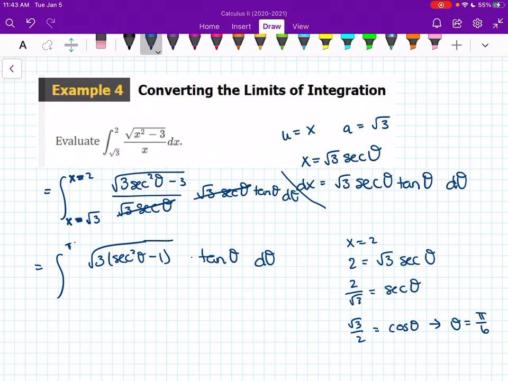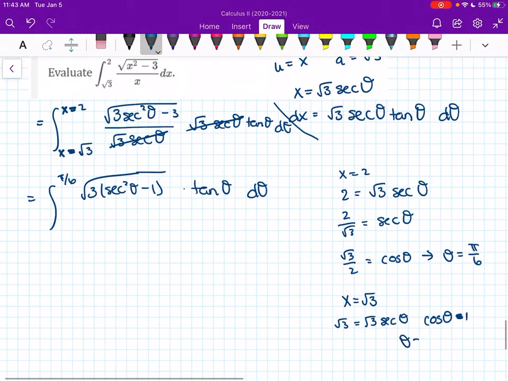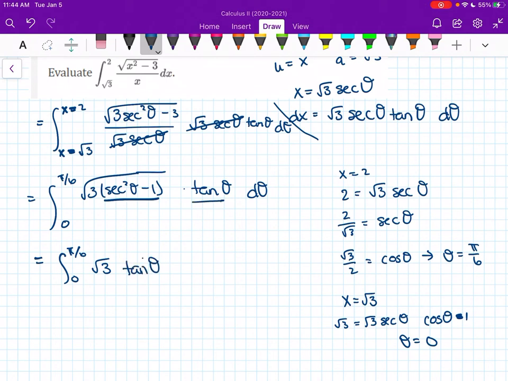So where 2 was, I can now put pi over 6. And then if x equals square root of 3, that implies square root of 3 equals square root of 3 secant theta, or cosine theta equals 1, because secant and cosine are both 1 at that point. So then theta would equal 0 in that case. So then I have 0 to pi over 6 as my new bounds in terms of theta. And I'm going to go ahead and simplify that radical. So 0 to pi over 6. We have the square root of 3, and then secant squared minus 1 is tangent squared. So then I get tangent of theta times another tangent of theta, which gives me tangent squared theta.